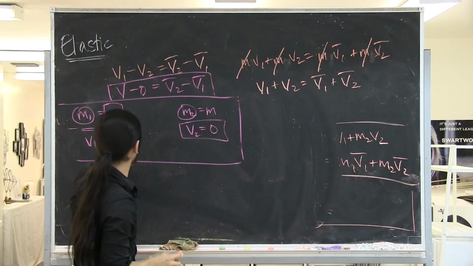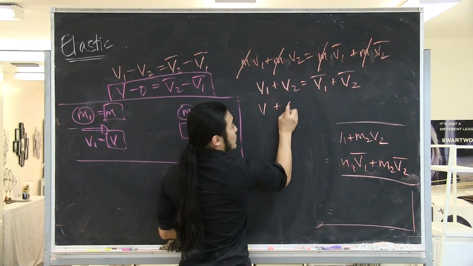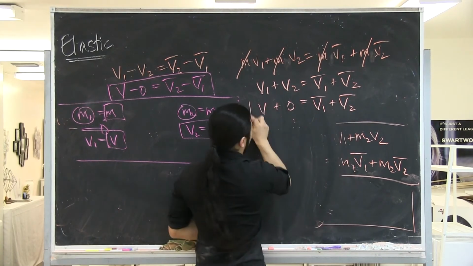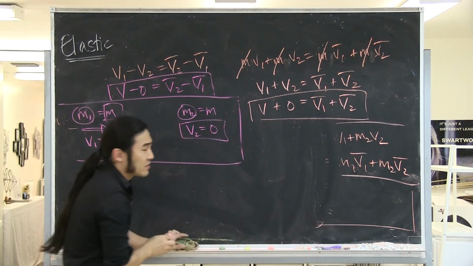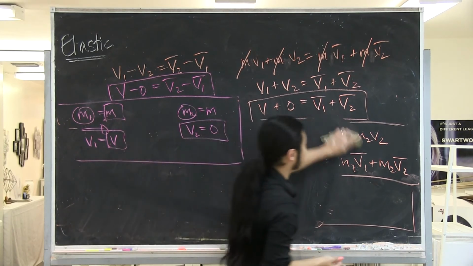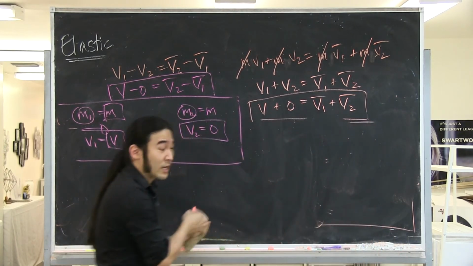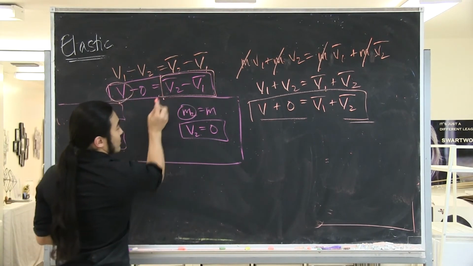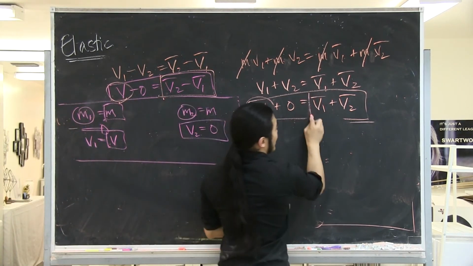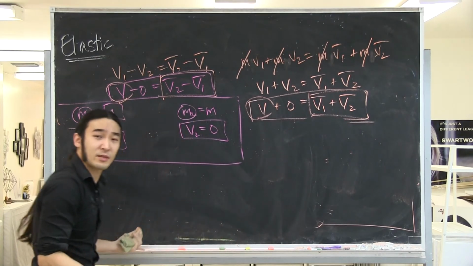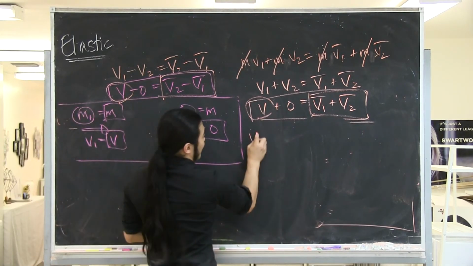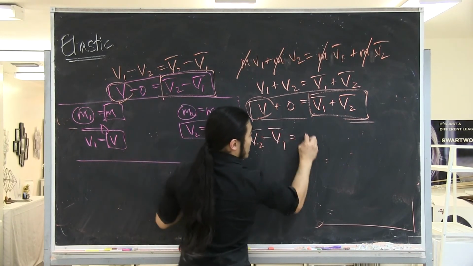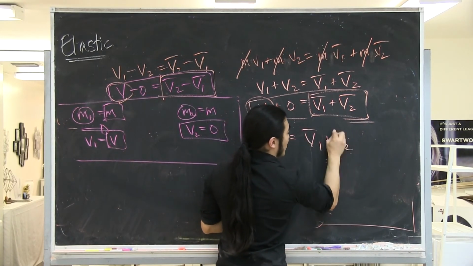v1 was really nice. It was just v. v2 we said was 0. And now we get this. Doesn't look like we made a whole lot of progress, but actually, this is all we need. So let's look at this. This equation says v is equal to these two guys. This equation says v is equal to those two guys. So why don't we set them equal? If we set them equal, we get v2 bar minus v1 bar is equal to v1 bar plus v2 bar.